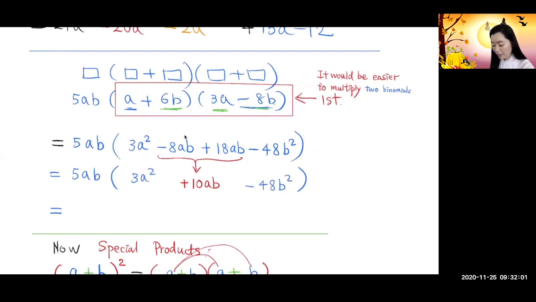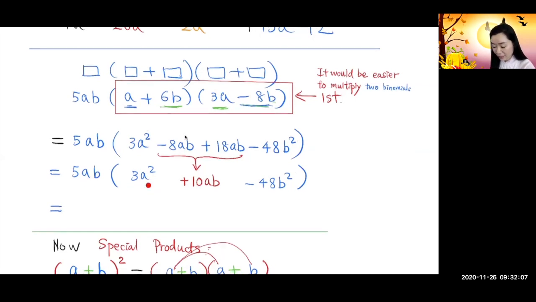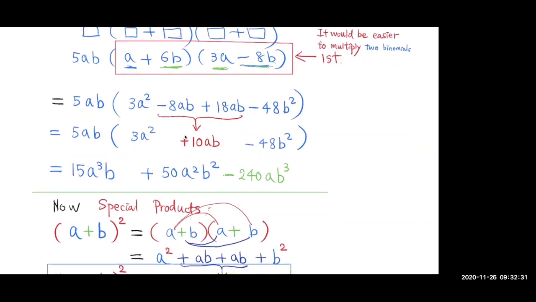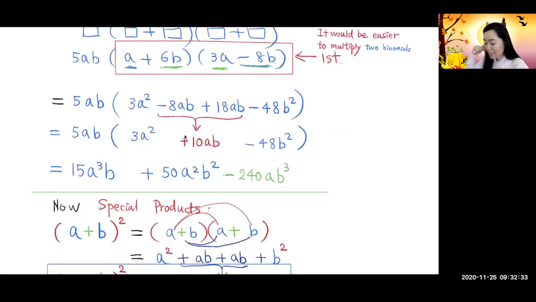After that, you are going to distribute the 5ab inside this parenthesis. So that times this gives me 15a to the 3rd b. This times that gives you this. This times that gives you this. You guys tell me to slow down a little bit if you need more time.